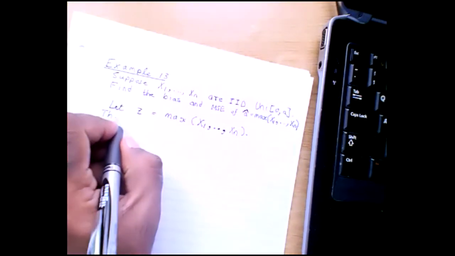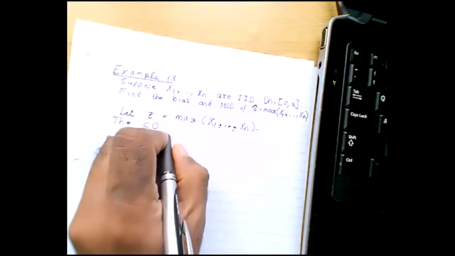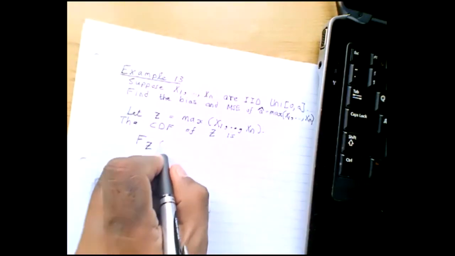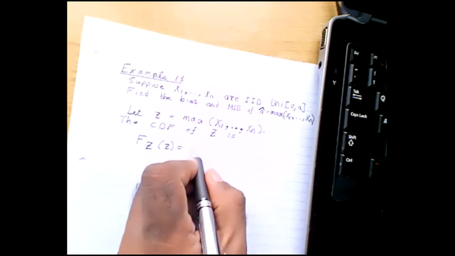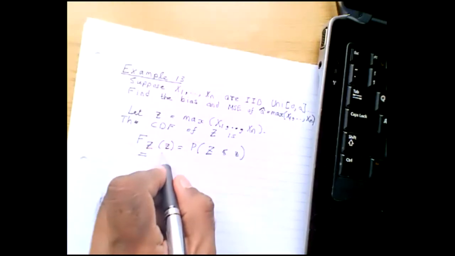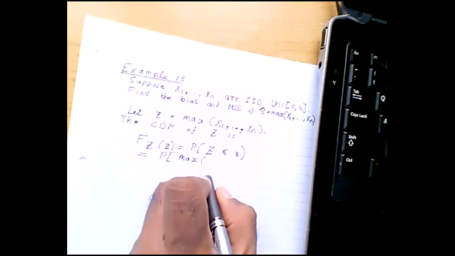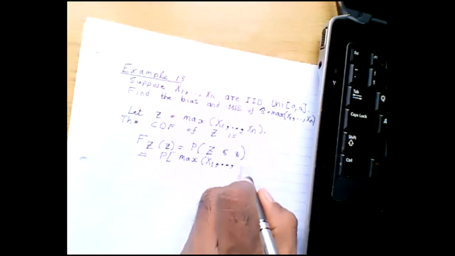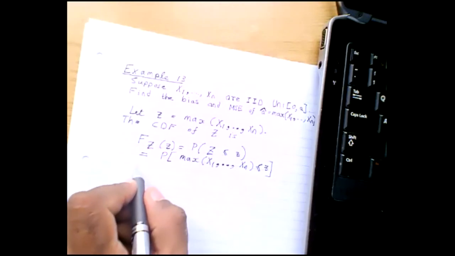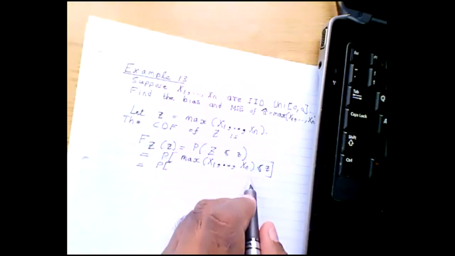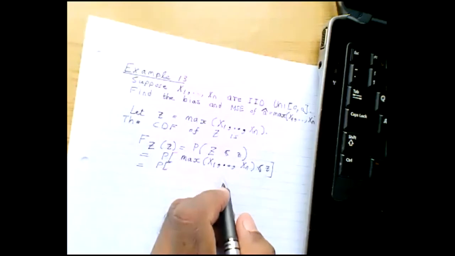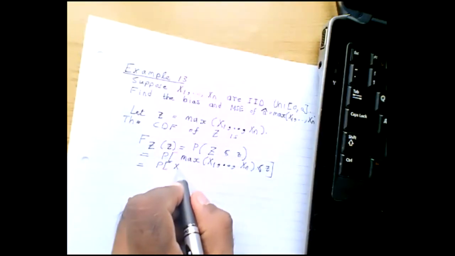Then the CDF, or the cumulative distribution function of Z, is this, which is the probability that capital Z is less than or equal to little z, and this is the probability that the maximum is less than or equal to z. It's a continuous distribution, so I'm talking about a continuous uniform.